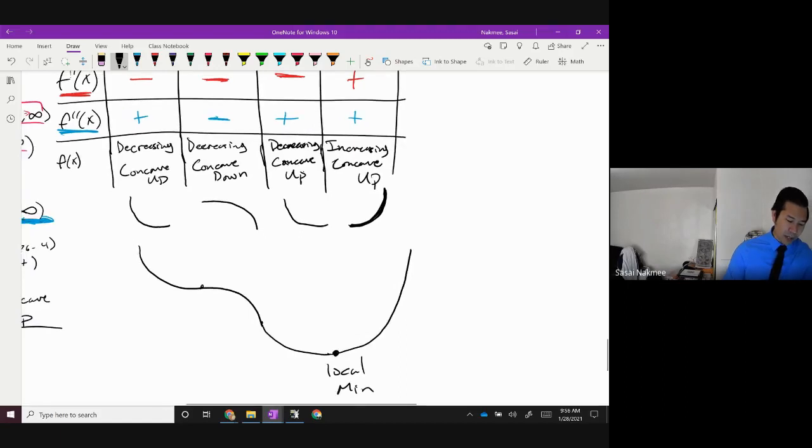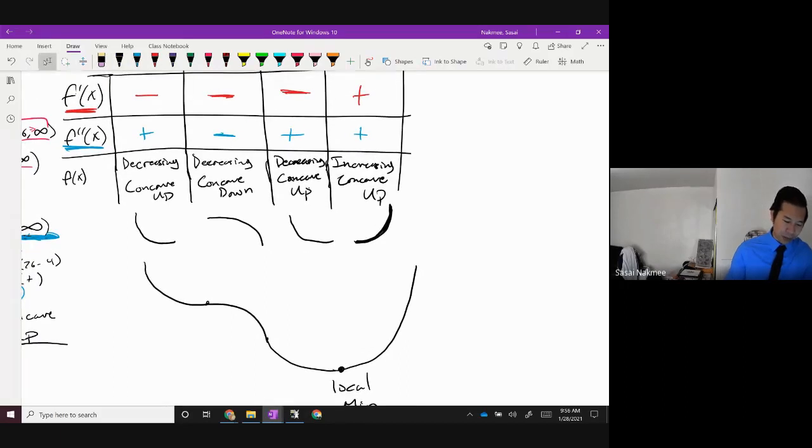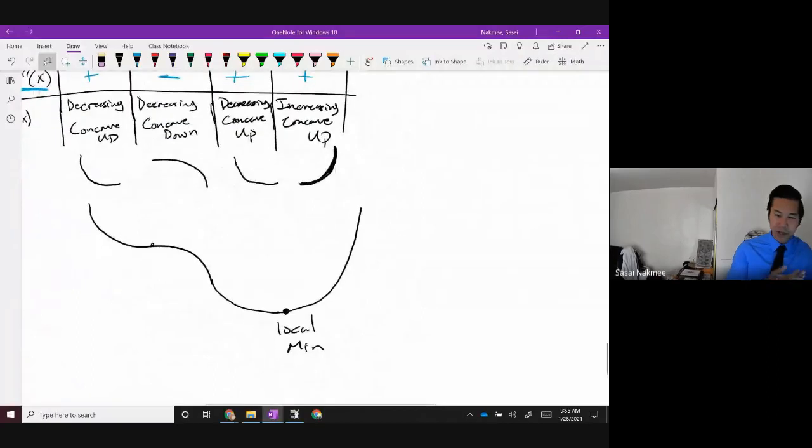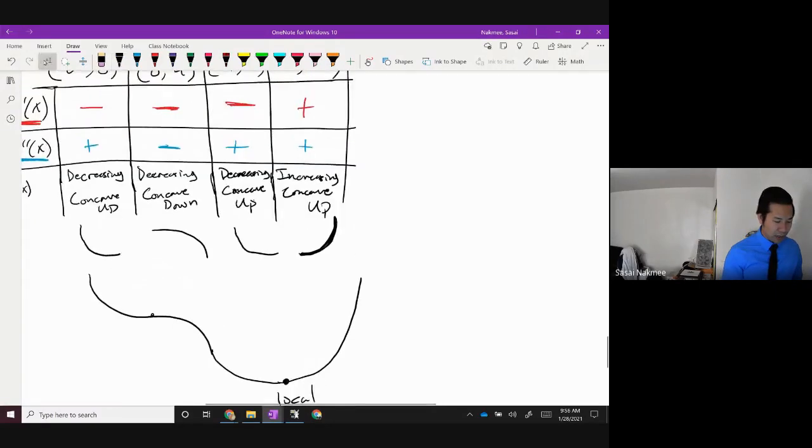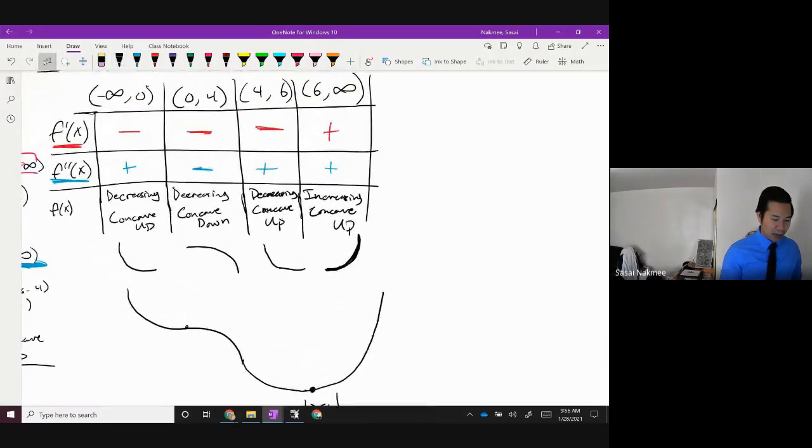So this is what the graph might look like right here. I don't know where it's located vertically, or if it's really high up or really low down, but it looks something like this, right? That's what I can tell you, that it is decreasing concave up, and then it changes to decreasing concave down, and then decreasing concave up to increasing concave up. And that's what this graph possibly looks like, right?